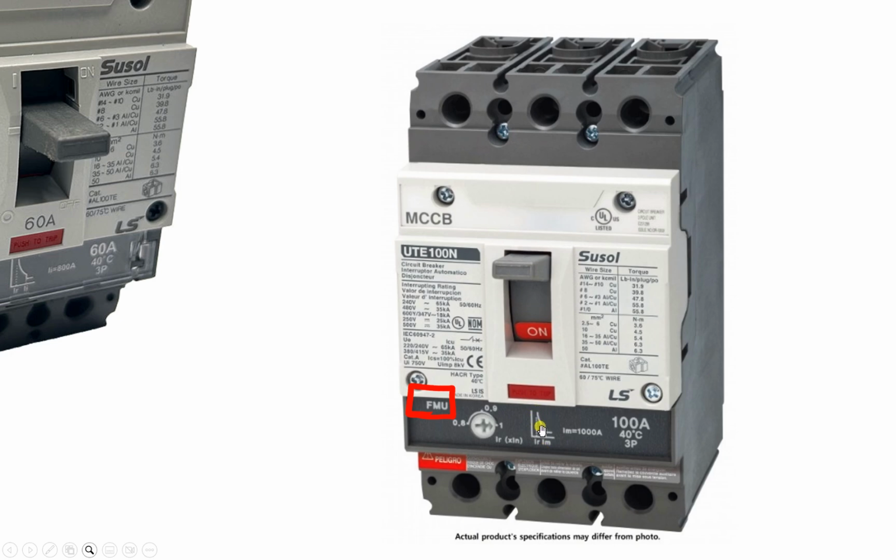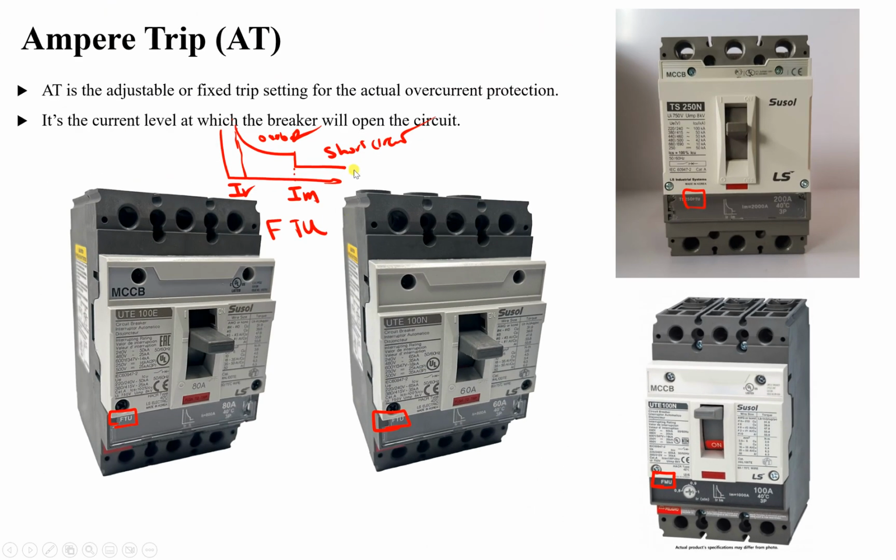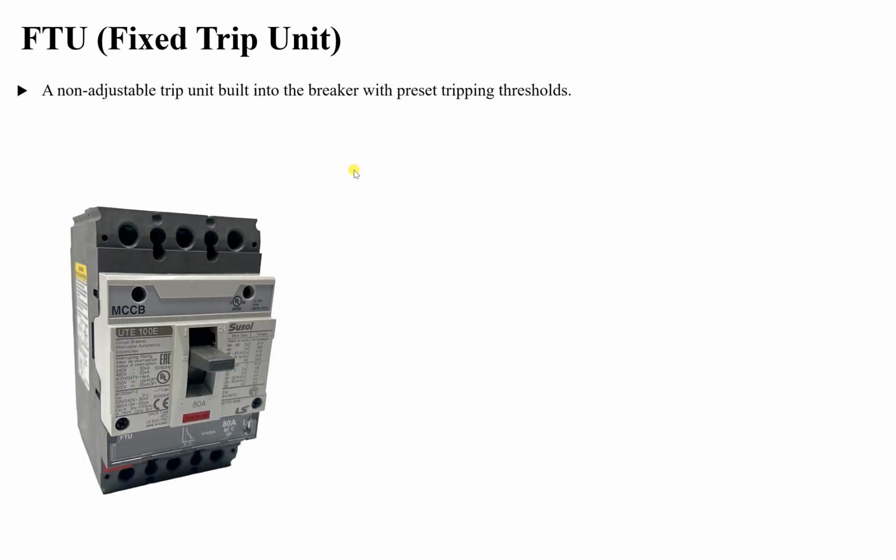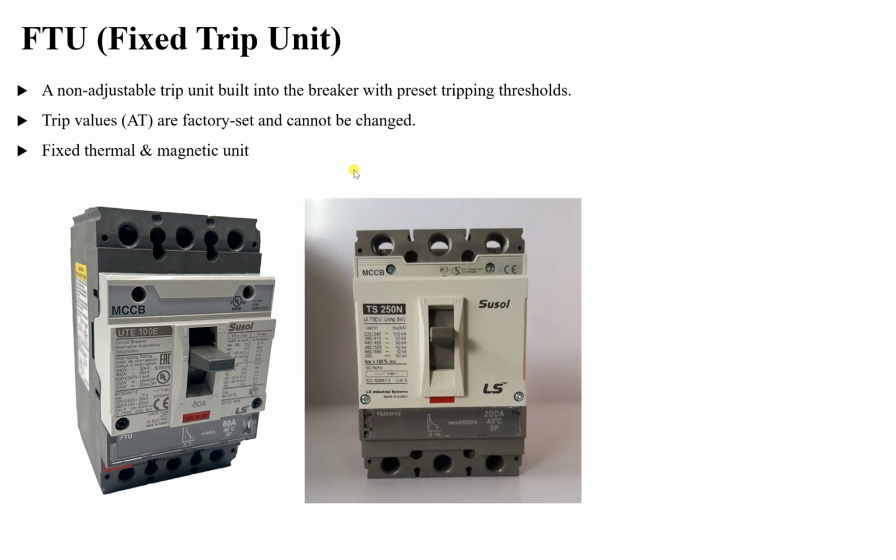Because we know that the overload is related to thermal protection using a bimetallic strip, and we know that IM, or the short circuit protection, is related to electromagnetic or magnetic protection, which we discussed before. Okay, so let's get back. Fixed trip unit here is a non-adjustable trip unit built into breakers with a preset tripping threshold at fixed values. So they are factory set and cannot be changed. Fixed thermal and magnetic unit means that the thermal value IR is fixed, and the magnetic IM is fixed. There's another circuit breaker, as you can see, the same thing, IR and IM fixed.